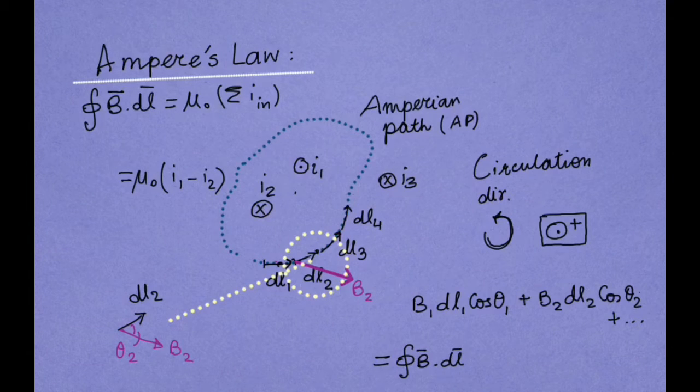And note that B, the magnetic field at all positions like B1, B2, B3, etc. These magnetic fields are due to all currents. B2 is magnetic field due to I1, I2, I3, due to all currents at this position. Similarly, we had B1 here, so B1 is due to all currents. So here magnetic field means resultant magnetic field due to all currents, and here summation of I in means only those currents which are passing through this Amperian path from inside of it. Okay, so this is Ampere's law.